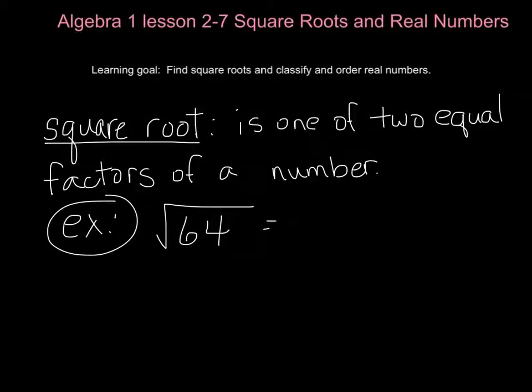This is Algebra 1, Lesson 2-7, Square Roots and Real Numbers. The learning goal today is that you learn how to find the square root of a number and what a square root is, and be able to classify and order real numbers.